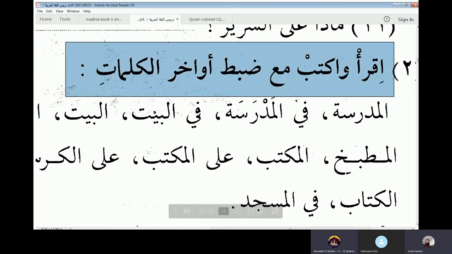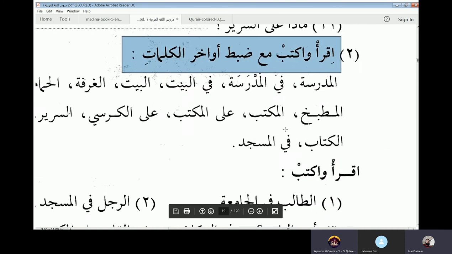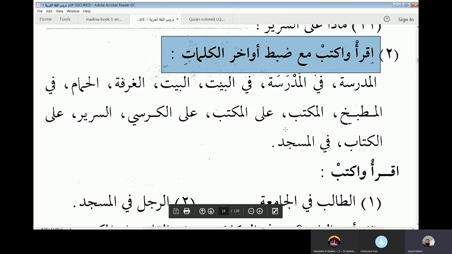Ikra waktub ma dakti awafil kutumati. Read and write with correct ending. Today you learned that on normal occasions we use Dhamma at the end. When we have Alif Lam in the start, we use Dhamma at the end. When we have Harfi Jar in the start, we use Kasra at the end. So just read these words according to these two rules. Read this word.